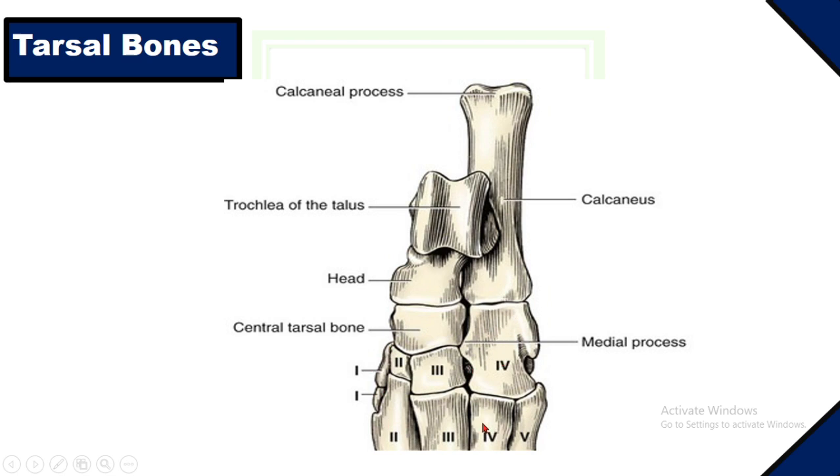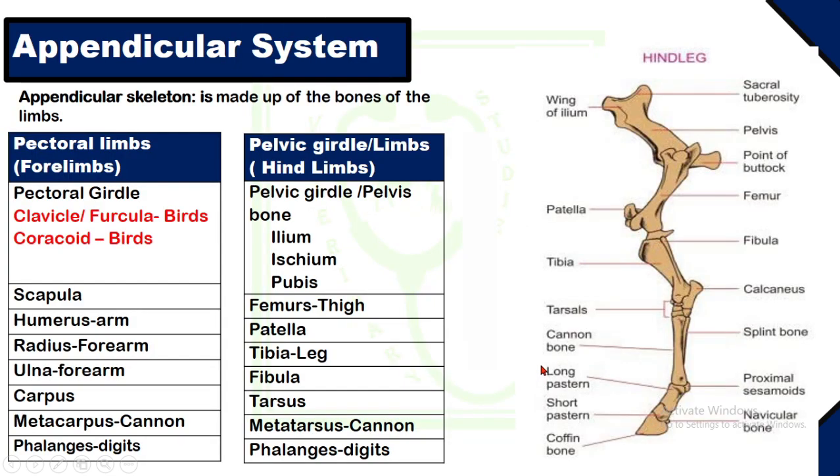They are the metatarsal bones. This one is the second metatarsal bone, this one is the third metatarsal bone, this one is the fourth metatarsal bone, and this one is the fifth metatarsal bone. The long metatarsal bone is formed by the fusion of these two, the third and fourth metatarsal bones. After the tarsal bones, this is the metatarsal bone, which is also known as the cannon bone.